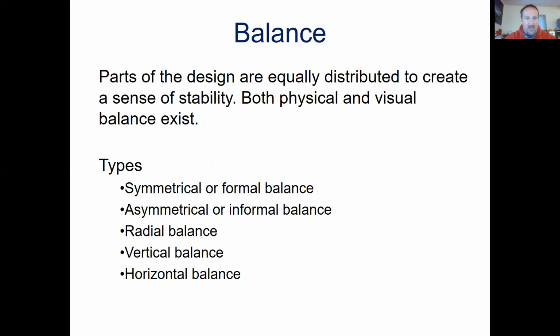Balance basically says that parts of the design are equally distributed to create a sense of stability. Both physical and visual balance exist. With balance, we've got 5 different types: symmetrical, which is also formal balance, asymmetrical, which is also informal balance, radial balance, vertical balance, and horizontal balance.